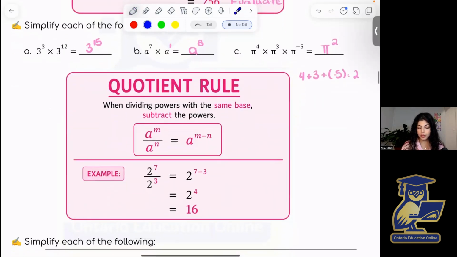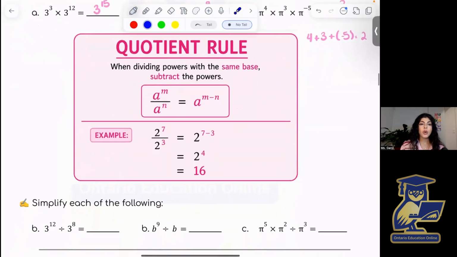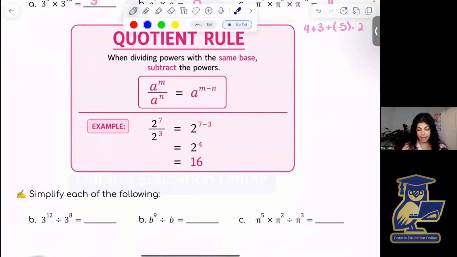Now the quotient rule is for division. So when dividing powers with the same base, so division is shown here as the fraction form, you subtract the powers. So here, a to the power of m divided by a to the power of n will give you a to the power of m minus n. And remember, we keep that order. So this could have been written as a to the power of m divided by a to the power of n. So then m minus n.